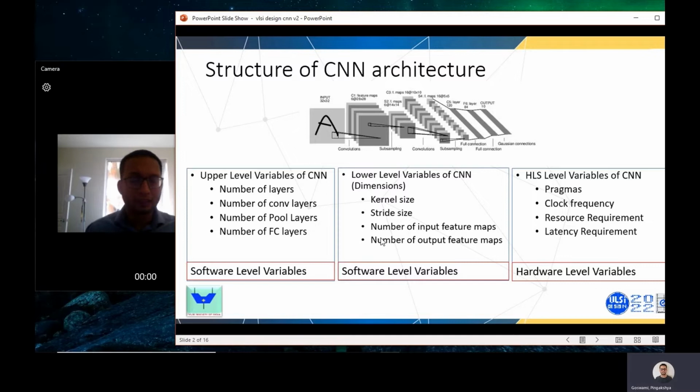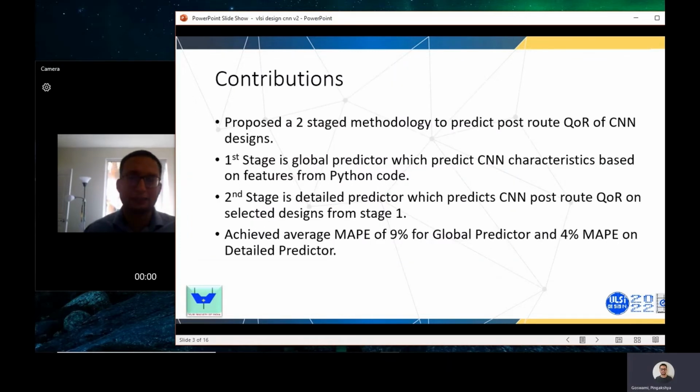These two sets come from the software definition, like from the Python level. And once we map the CNN architecture into hardware, we have some other variables to take care of, which includes pragmas, clock frequency, resource requirement, and latency requirement. So this forms the hardware part of CNN architecture.